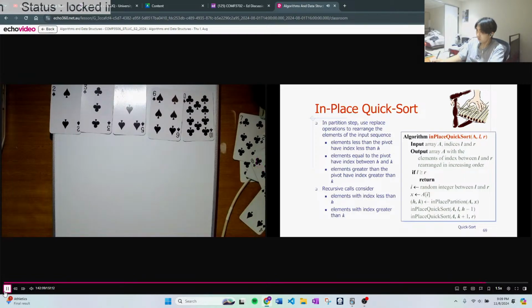We can do quicksort in place. What in place means is that I don't need any additional space overhead. I have constant additional space in addition to the inputs I'm given.